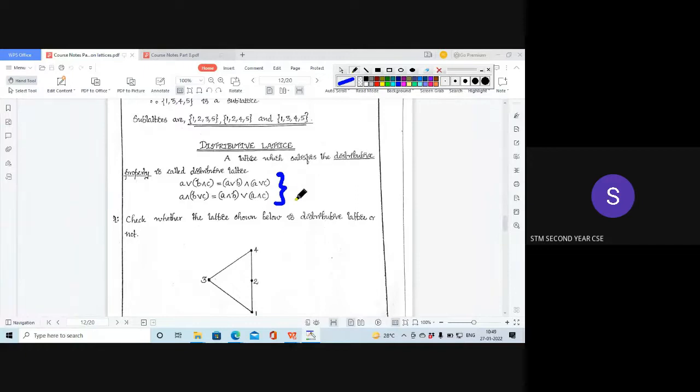So write this down and draw this diagram. You can write along with this. Write the heading as distributive lattice, write the definition and the laws. Now draw this figure. Write a question: Check whether the lattice shown below is a distributive lattice or not. Very important question.